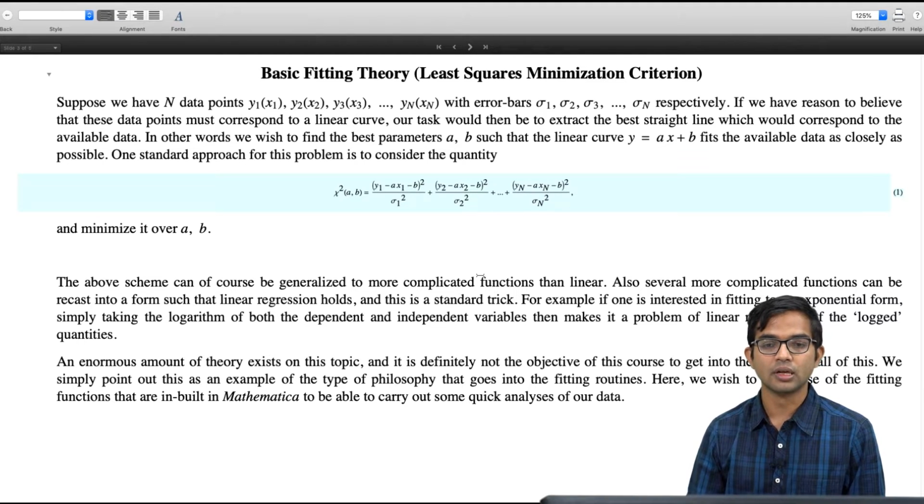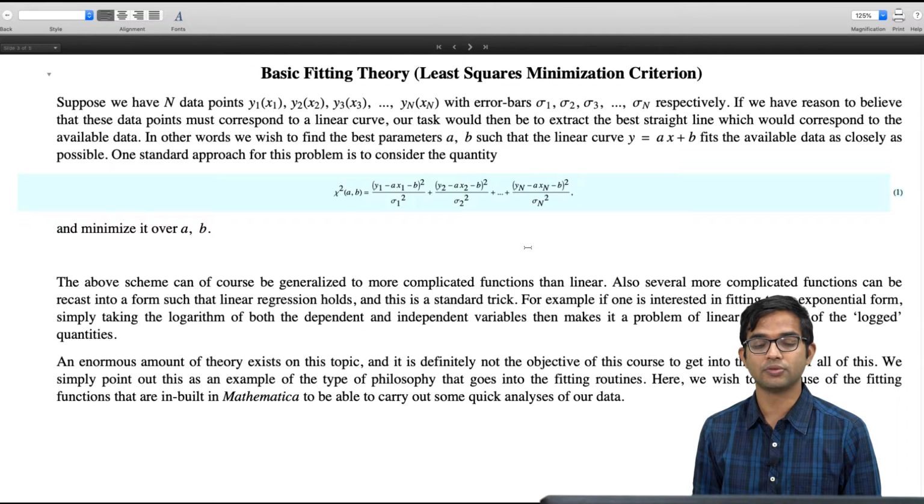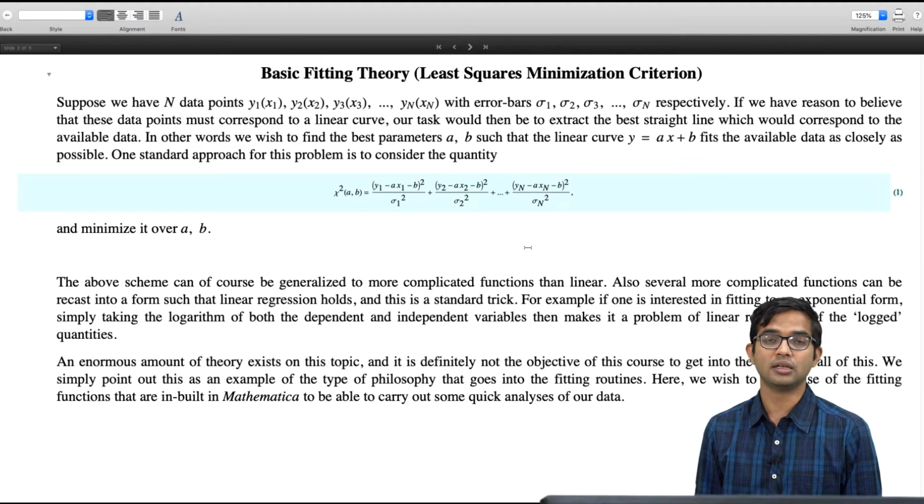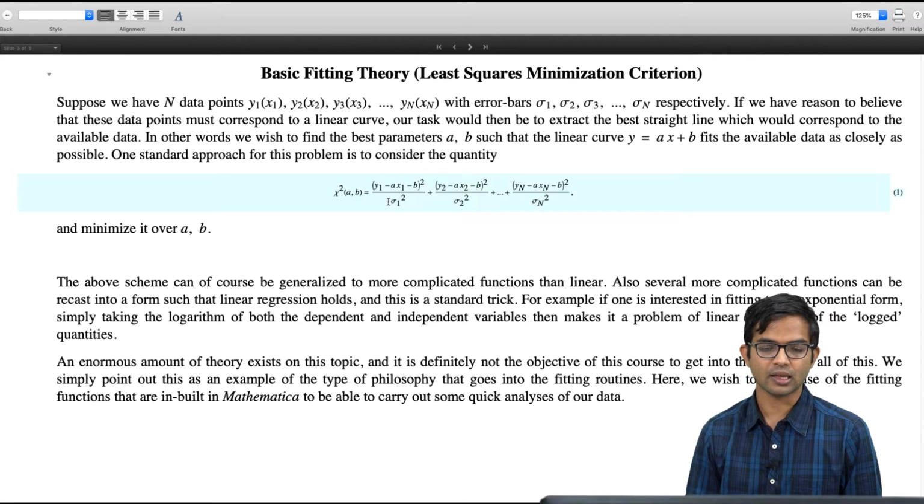I'm just giving you a quick overview of how these things go, but there are many times when it's possible to convert these nonlinear fittings into a linear fitting, for example the case that I just mentioned, exponential of lambda times x. If you want to fit to y equal to exponential of lambda times x, where lambda is the parameter, all you do is instead of fitting y with x, you fit log y with x, and then it becomes linear in the variable lambda, and then you can go ahead and use the basic least squares minimization criterion, right? So like I said, it's not the objective here to go into any of these details, so we'll just use this as a prescription.